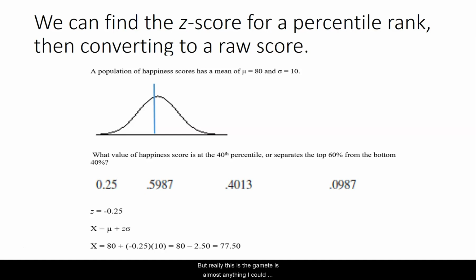But really, this is the gamut of almost anything I could possibly ask that has to do with a normal curve. Whether I'm converting to z or the z-score is already expressed in a simpler version, as you can see, it's fairly accessible. Not a terribly difficult problem. And by the time you're finished here, you'll get very, very good at using the z tables. They'll be second nature, and you'll accidentally memorize a lot of them. You'll be surprised.